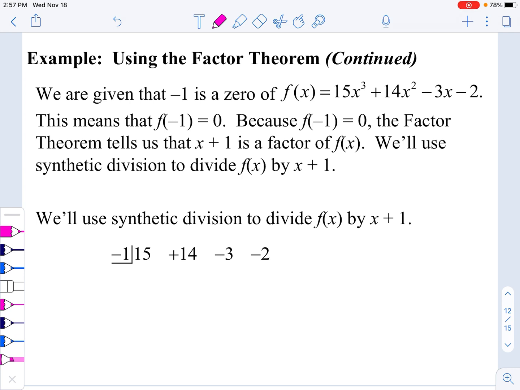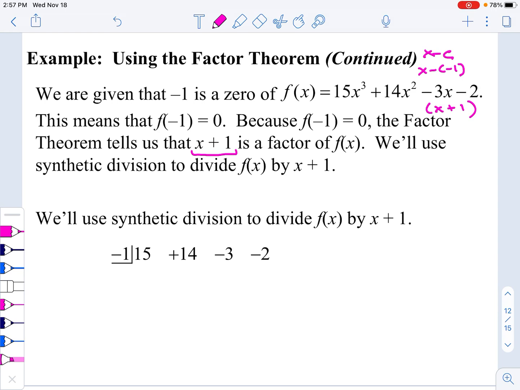All right, so using the factor theorem, we are given that -1 is a 0 if f of x is equal to 15x to the third plus 14x squared minus 3x minus 2. That means the value of the function at -1 is equal to 0. Because f of -1 equals 0, the factor theorem tells us that x plus 1, because remember we're always looking at that x minus c value. So if we have x minus a -1, that means we're looking at that factor x plus 1. That means that x plus 1 is a factor of our function f of x. We'll use synthetic division to divide f of x by x plus 1.